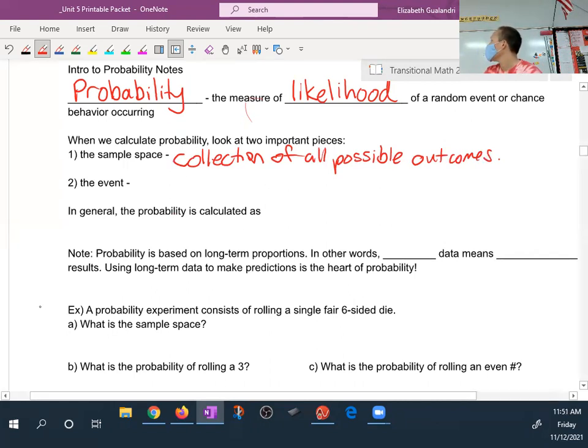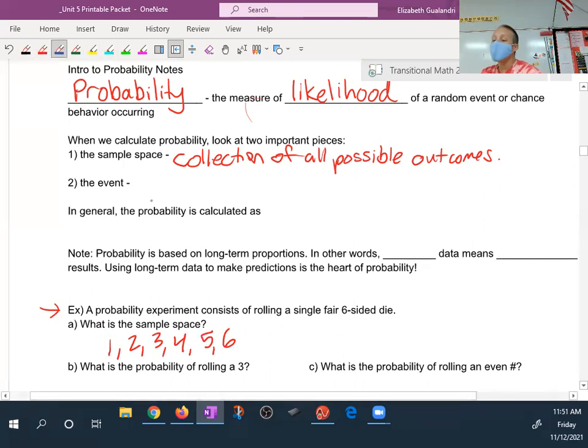So if I come down here to this example that says a probability experiment consists of rolling a single fair 6-sided dice, what is the sample space? What's included in that? If I'm rolling this, what are all of the possible outcomes? 1 through 6, right? I would enter here, my sample space is 1, 2, 3, 4, 5, and 6. Okay, that's my sample space. So the collection of all possible outcomes is what you're talking sample space.